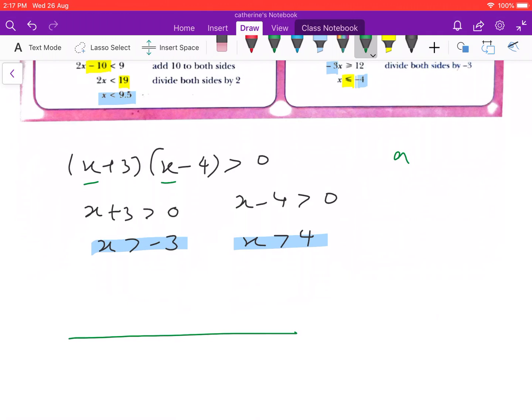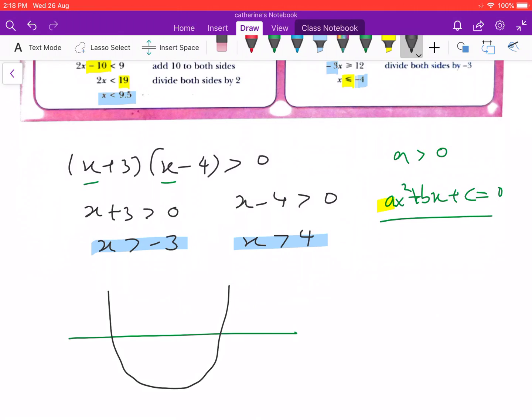It is x times x, so it is when a is more than 0. Here, a refers to the coefficient of x squared. When we learn quadratic equations, we learn about the general form of the quadratic equation, where a is the coefficient of x squared. When a is more than 0, your graph will look like this. It is a minimum graph, so you will get a minimum point. There will be 2 points of intersection, where the first one will be negative 3 and the next one will be 4.